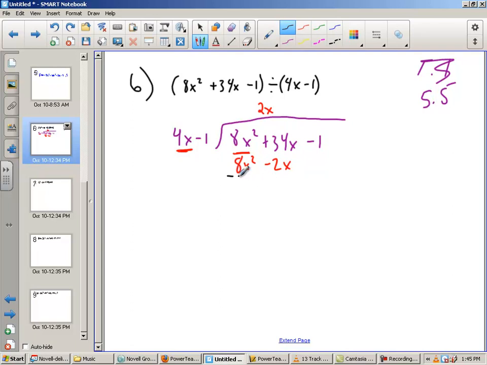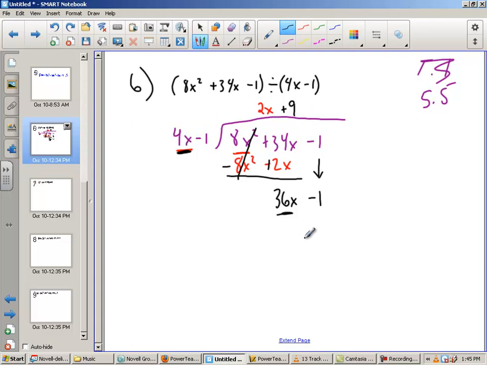To be able to move forward, I need to subtract. When I subtract, I will change all of the signs in the line that I'm working on. Now I have 8x squared minus 8x squared. Those will cancel. And I have 34x plus 2x. That's 36x. I bring down the extra piece, and I start all over. What would I multiply 4x by to get 36x? I'd multiply by a positive 9.